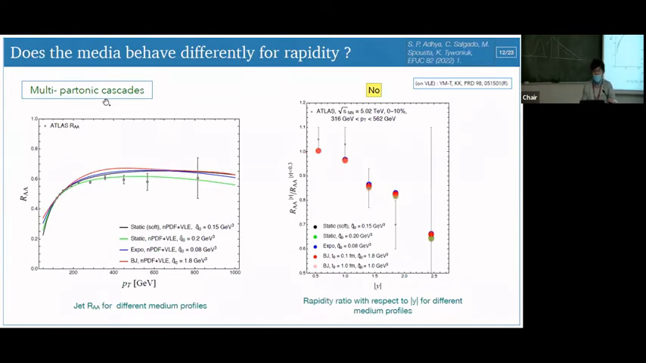Similarly, as for the gluonic cascades only, we introduce multi-partonic cascades to arrive at this RA for the jets. We see that we still recover the differences between different kinds of medium profiles. Also, we involved additional complexities like NPDF effects, as well as vacuum-like emissions for different kinds of media. Okay, so does the medium now behave differently for rapidity? The answer is no. When we take the ratio for the rapidity, we say that the medium cannot distinguish the different kinds of medium profiles from each other.